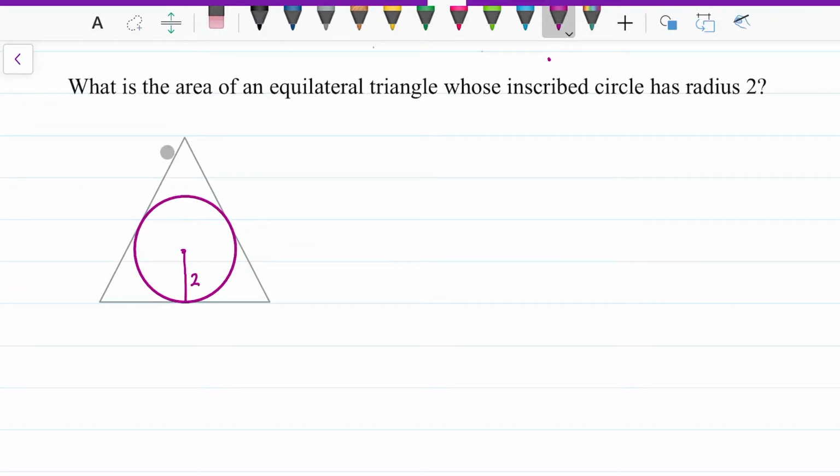To find the area of the gray triangle, I need the length of the base and the length of the height. But instead of finding those, I'm going to divide this triangle into smaller triangles, like this. This length is the radius, and it's 2. And I'm going to have a small right triangle in here. Let me make it with another color.